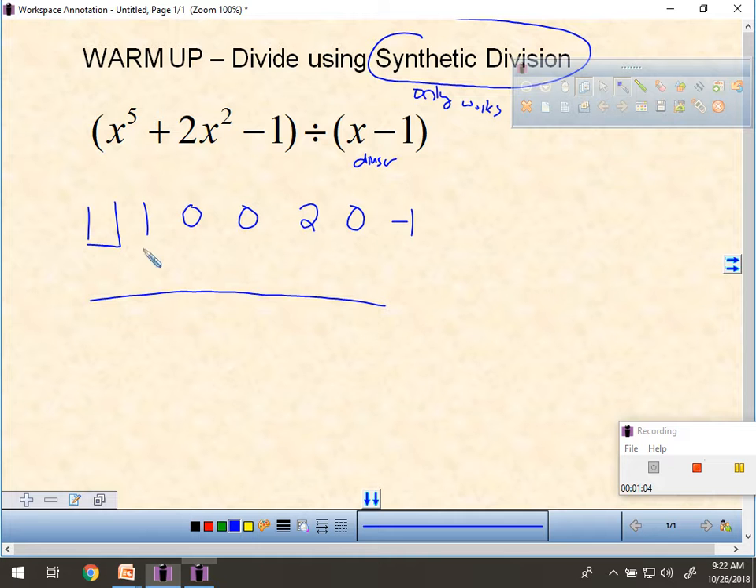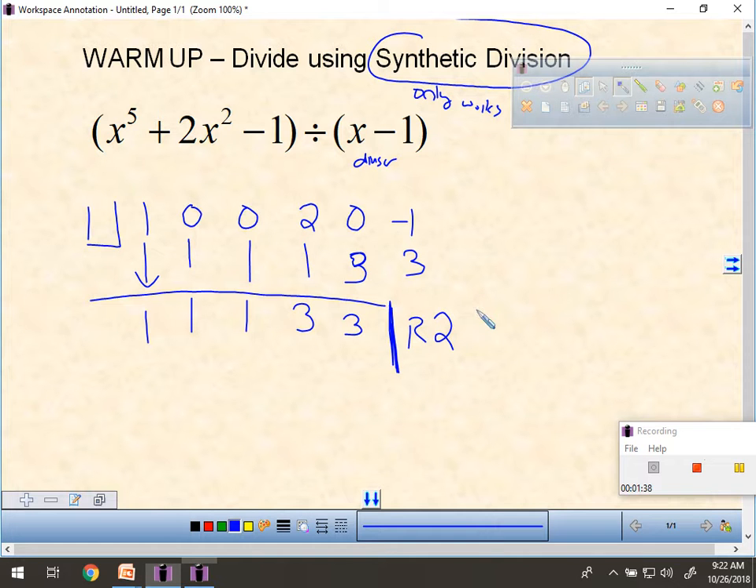Once you've got that, that's the hard part. Just drop down the first number, and it's two operations. Multiply, so 1 times 1 is 1, and add. 0 plus 1 is 1, 1 times 1 is 1, 0 plus 1 is 1, 1 times 1 is 1, 2 plus 1 is 3, 3 times 1 is 3, 0 plus 3 is 3, 3 times 1 is 3, and this leaves a remainder of 2.